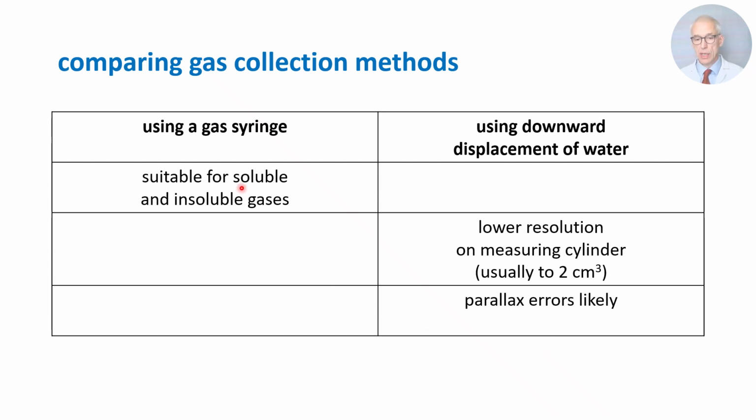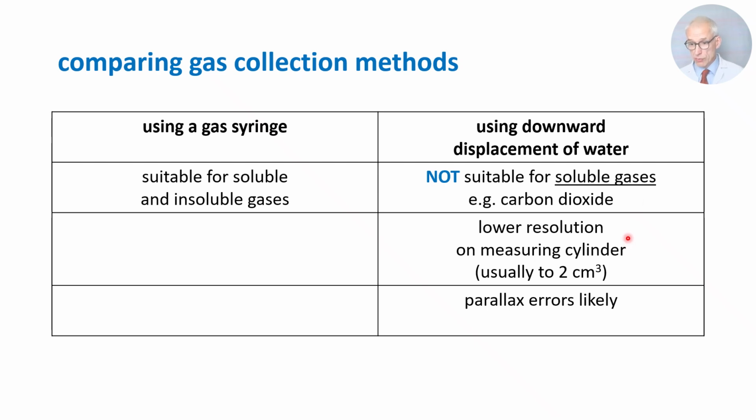Okay, so using a gas syringe, the solubility of gases is irrelevant. You can collect soluble gases and insoluble gases. But with the downward displacement of water, of course, the gas is bubbling up through water. Well, if it's soluble, you're going to lose volume. So the downward displacement of water method is not suitable for collecting soluble gases, for example, carbon dioxide.